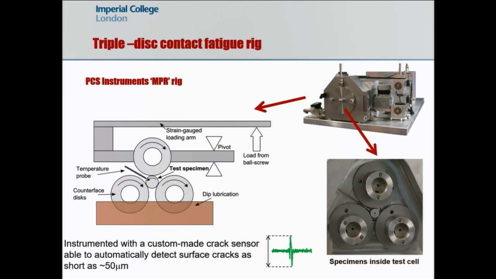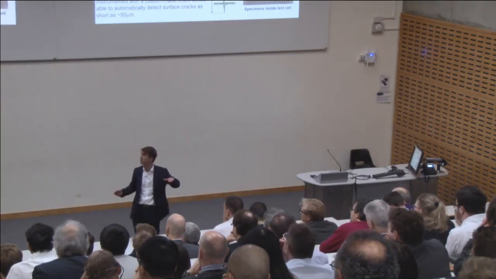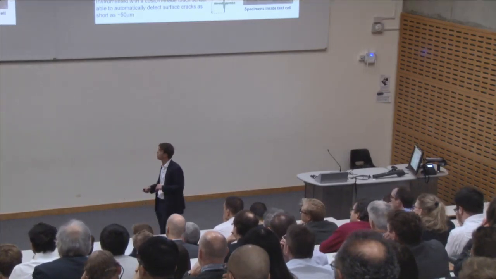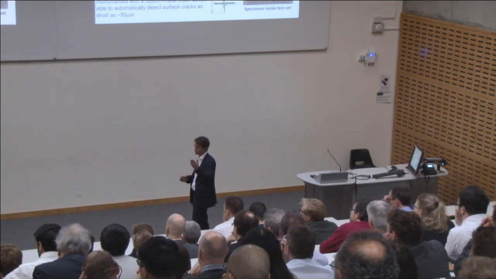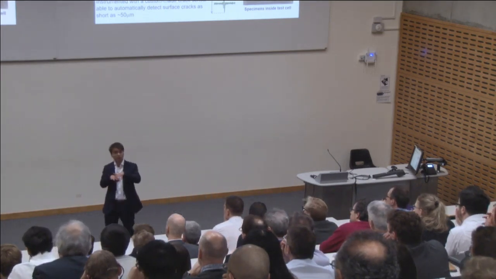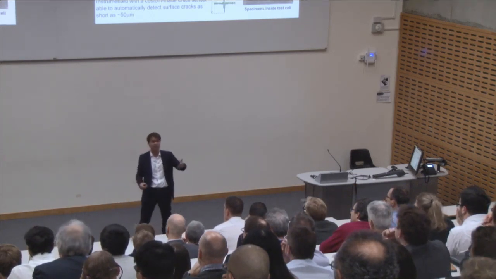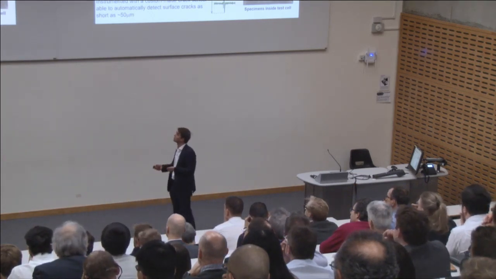A couple of other things that we have done to these rigs that you can't buy. We have custom-made crack sensors on these rigs, which basically allow us to identify cracks at a very early stage, 50 to 100 microns. We control the temperatures, so we control the film thicknesses. The discs and the roller are driven independently, so we can control the amount of sliding to rolling, which is quite important if you're studying gears, if you're studying bearings, if you're studying cams, and so on.